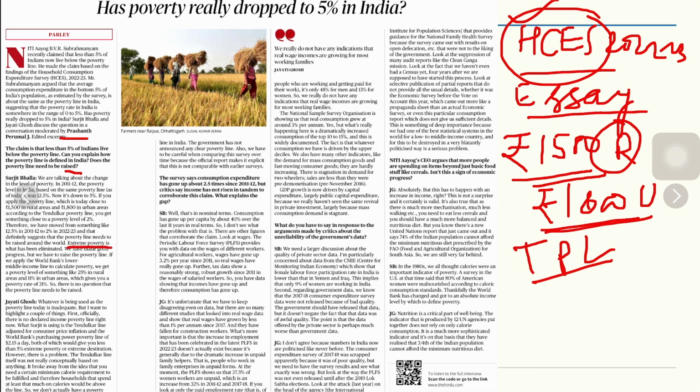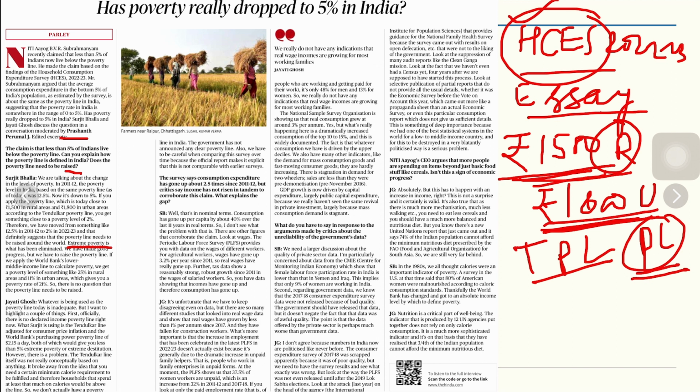Extreme poverty is what has to be eliminated. If we apply the World Bank's lower middle income line to calculate poverty, we get a poverty level of something around 25% in rural areas and 11% in urban areas, which gives you a poverty rate of close to 21%. That's why they say that poverty lines across the world have to be raised. This 1500 rupees, then 1800 rupees, with which the Tendulkar poverty line suggests the poverty level has to be improved, has to be worked upon.